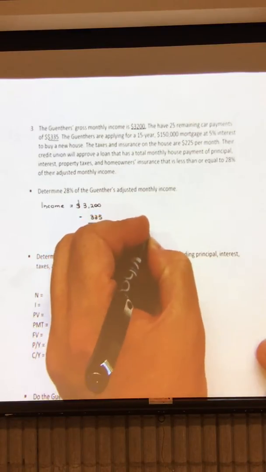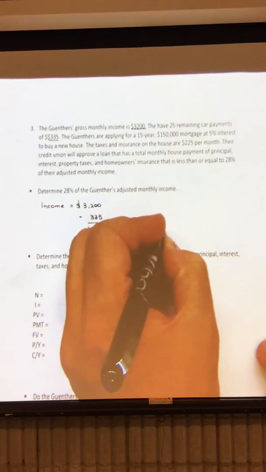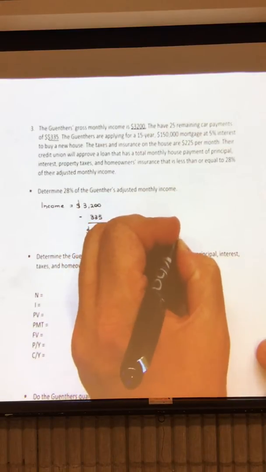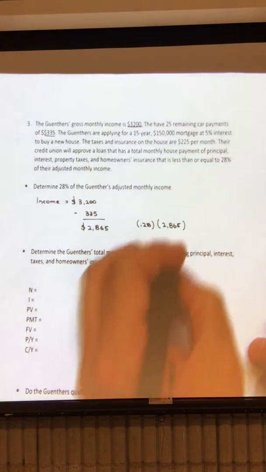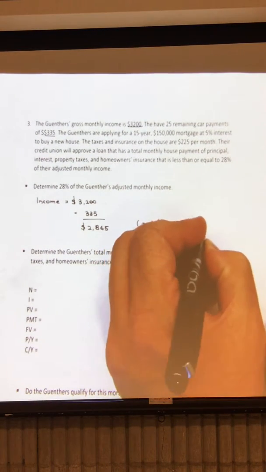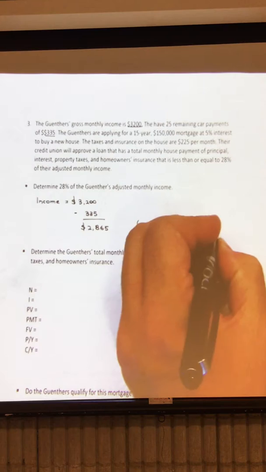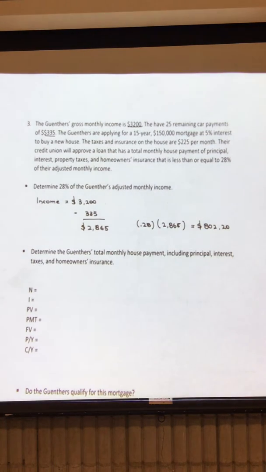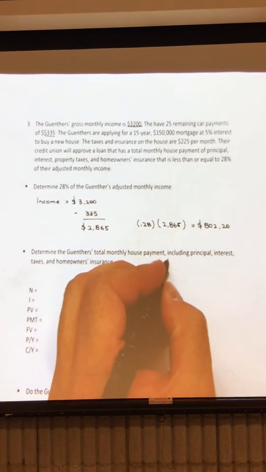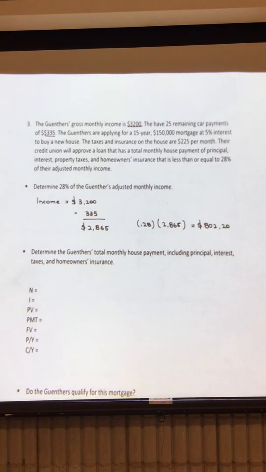So we have 0.28 times 2,865, which is going to be equal to 802.20. So this is what he can afford, $802.20. Now the question is, what is the monthly house payment, including principal, interest, taxes, and insurance?